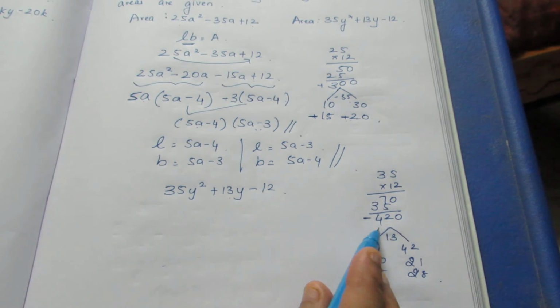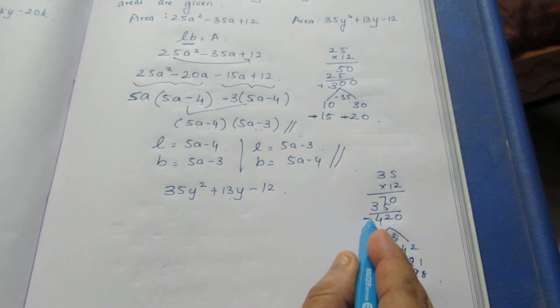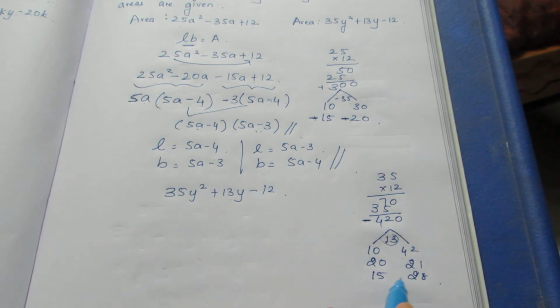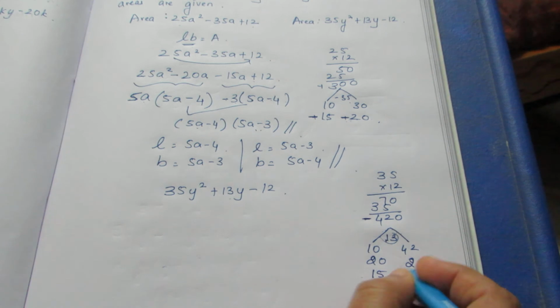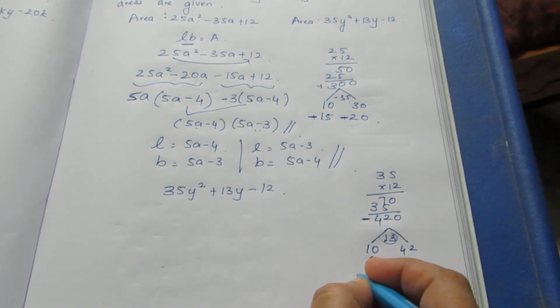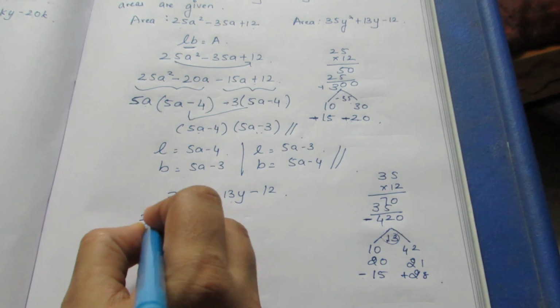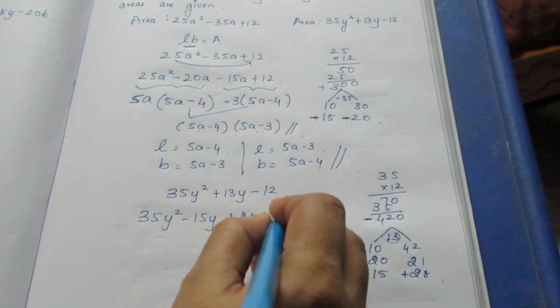If I multiply, I get minus 420, and for 13, yes, but the sign here is minus, so I want one minus and one plus. Always write this sign on the greater number. This is the greater number, so the minus sign goes to 15 and 28 gets plus. So minus 15 plus 28. Multiply and check, you will get minus 420. Subtract, I get plus 13. Now substitute the numbers here: 35y² minus 15y plus 28y minus 12.